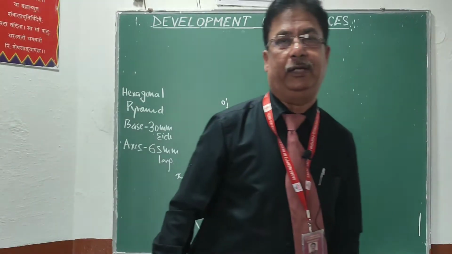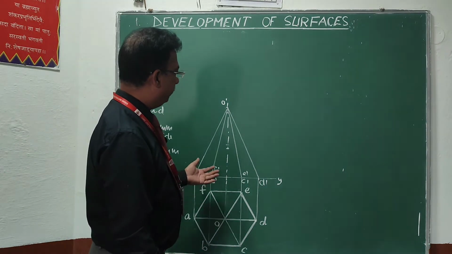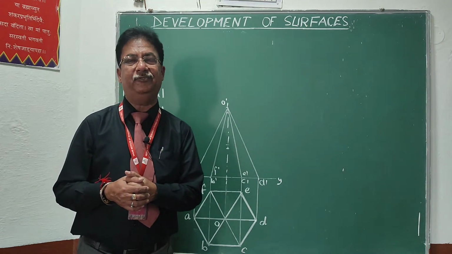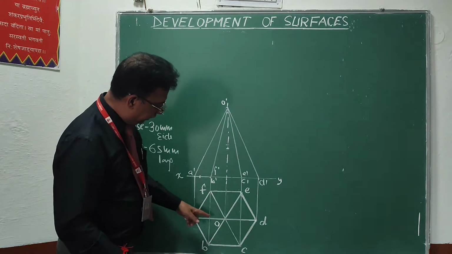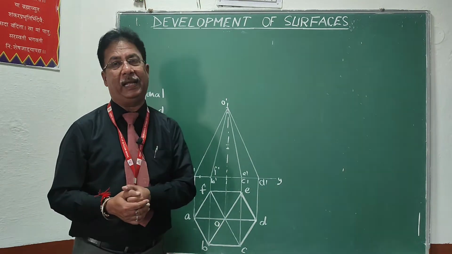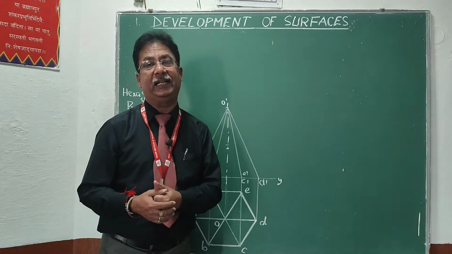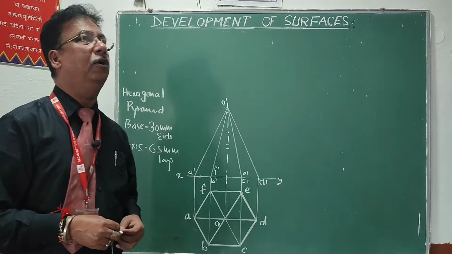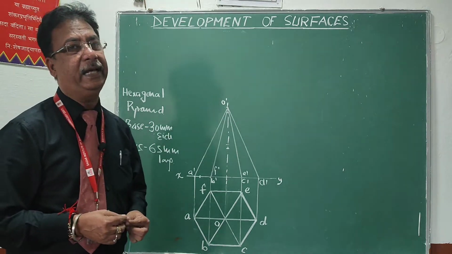Now I want to develop the solid. As I already told you, the development of the lateral surface of this solid will be 6 isosceles triangles, and for those we need the true length of the slant edge. As you see in this figure, these two sides AO and OD in the top view are parallel to the XY line. It means those lines are parallel to VP. So in the front view O dash A dash and O dash D dash will be true length. So I am getting the true length of the slant edge of the pyramid in the lines O dash D dash and O dash A dash.